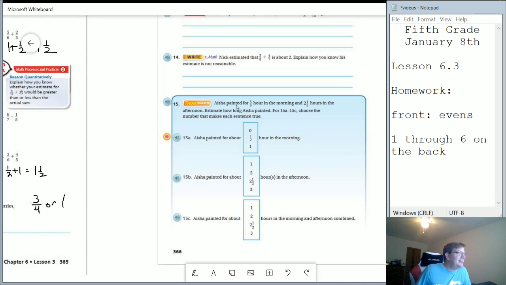Oh, Ellie, that name is familiar for us. Painted 5/6 of an hour in the morning and 2 1/5 hours in the afternoon. Estimate how long Aisha painted, and then we're choosing the numbers that make sense. So we're choosing our benchmark, part A and part B. So if you want to pause and work through that, you're welcome to. And then part C is going to be the final amount when we add those 2 benchmarks together. Okay, so let's figure those out.